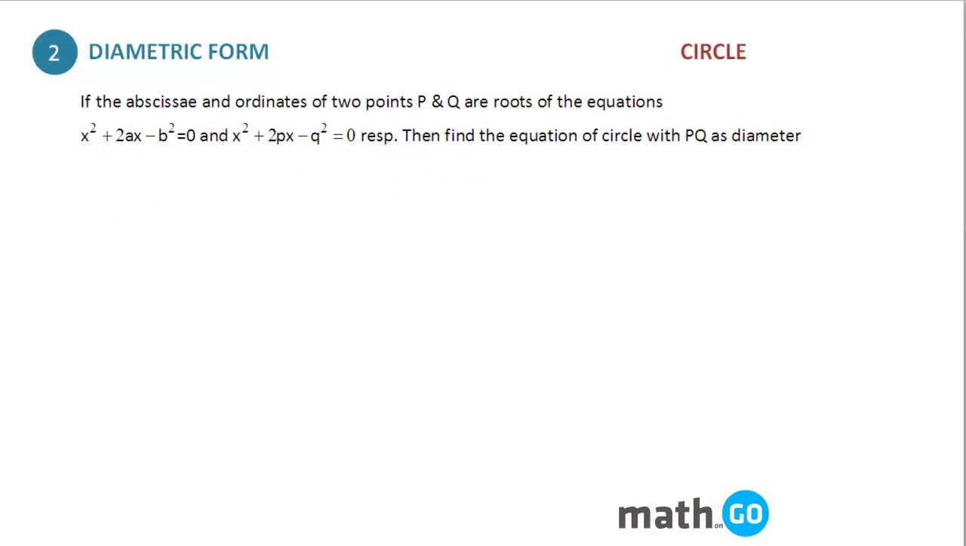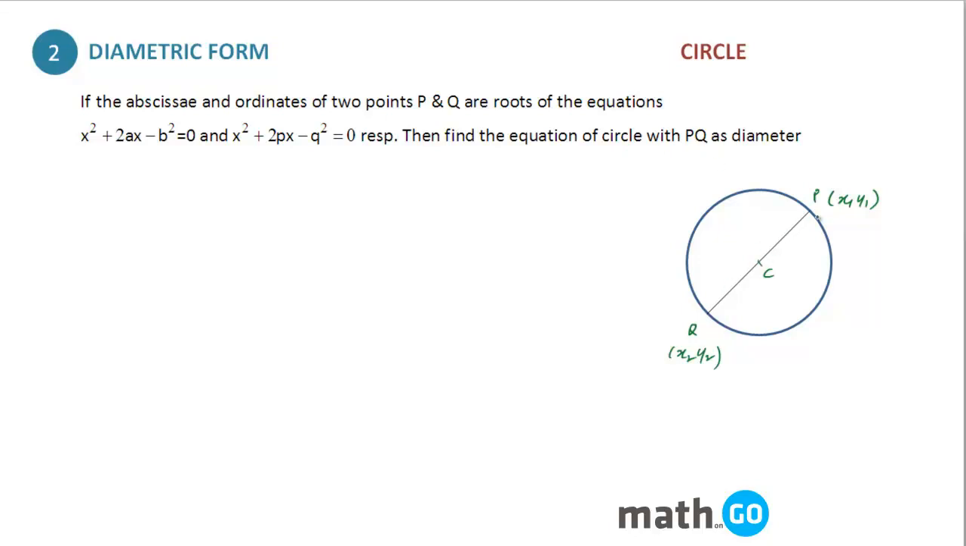Okay, let's start with the question then. It says, if the abscissa and the ordinates of 2 points P and Q are the roots of the equations respectively, then find the equation of the circle with P and Q as diameter, right? Let me just explain it to you with the help of a diagram. Okay, so let's say this point is P and this point is Q. Let's say x1 y1 and this is x2 y2 and this is the center C, right? So it is given that P and Q are the roots of the equation and you have to find the equation of the circle with PQ as diameter.